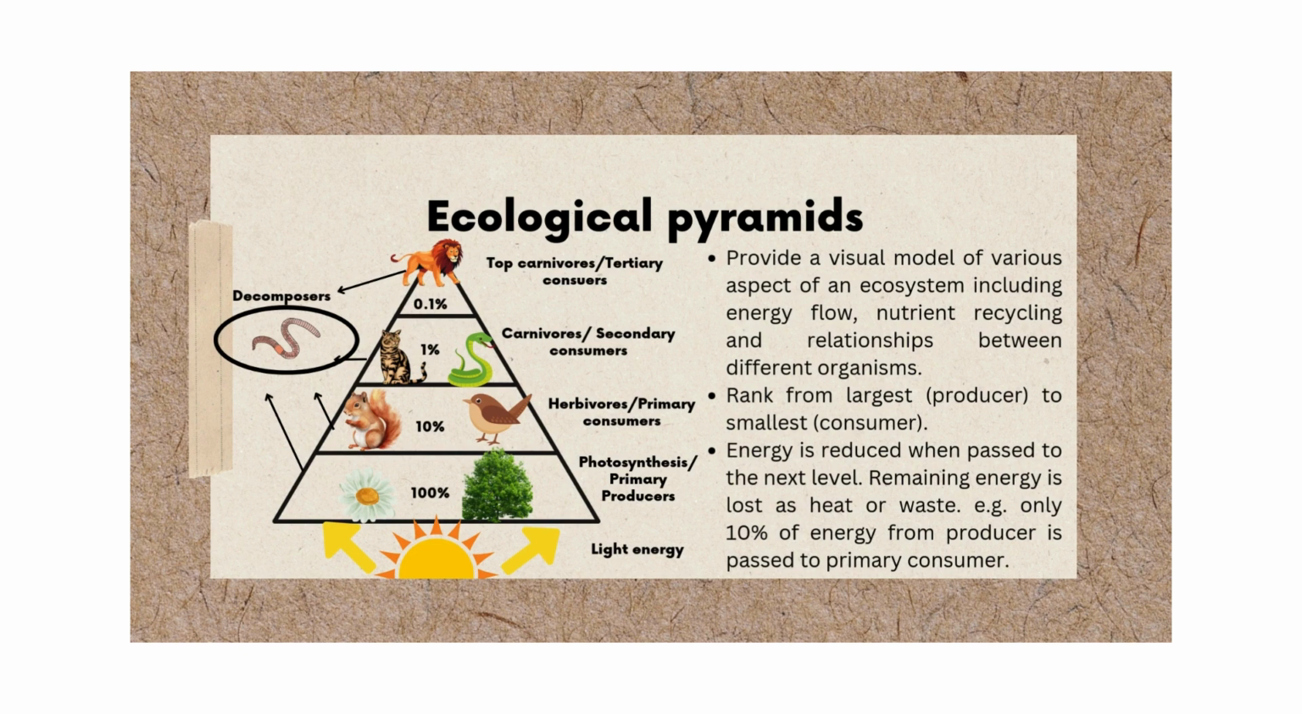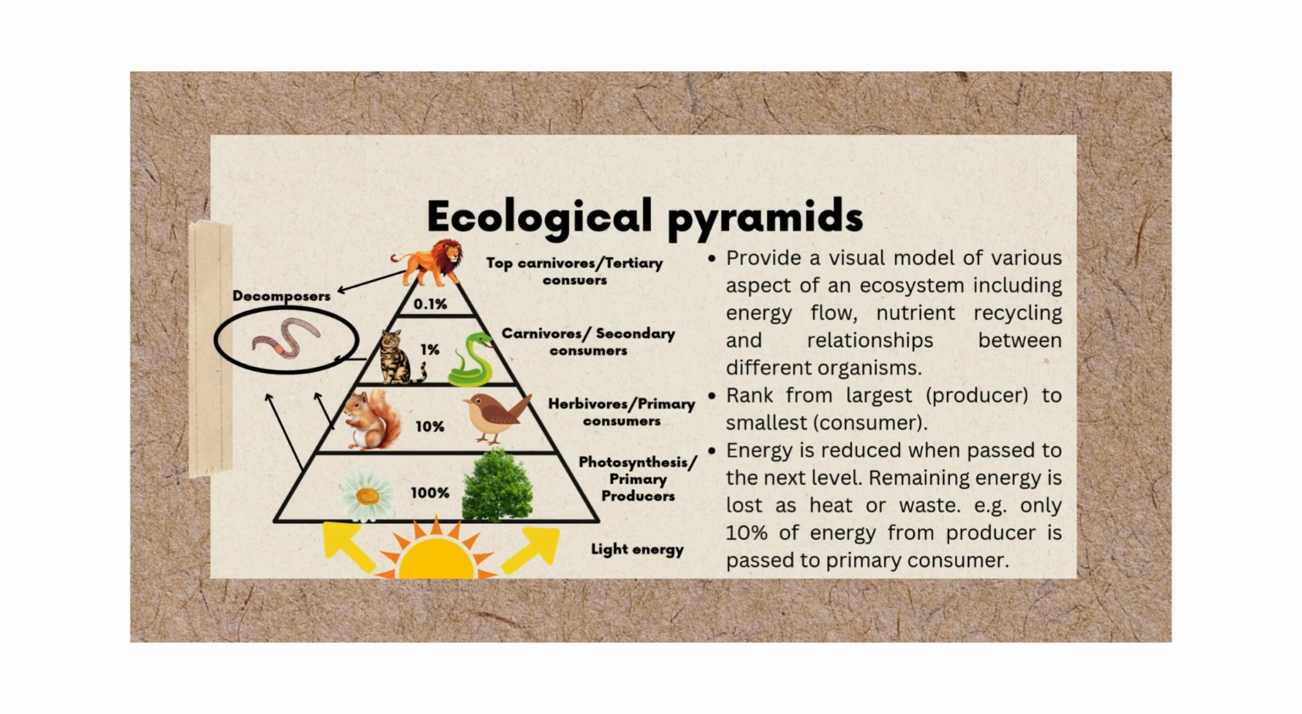Ecological pyramids provide a visual model to describe various aspects of an ecosystem, including energy flow, nutrient recycling, and the relationships between different organisms. These pyramids are constructed by stacking boxes that represent the trophic or feeding levels within a particular ecosystem. The size of each box corresponds to the amount of the feature being examined. In an energy pyramid, the largest box is at the bottom, representing the producers, with smaller boxes above it for each subsequent trophic level, as one moves up the food chain.